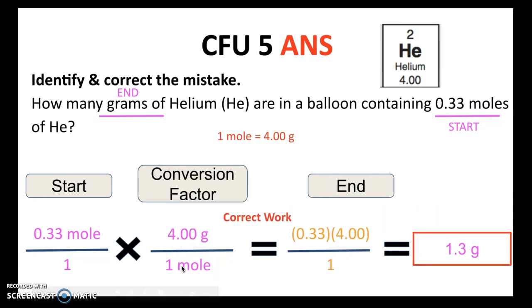All right, so here's the correct work. We're going to keep the units where they were because the units were fine. It was just the values. So we just switched the 1 and 4. So this will be 4 grams over 1 mole. And then that leads us to multiplying these two values and giving us the end value of 1.3 grams.